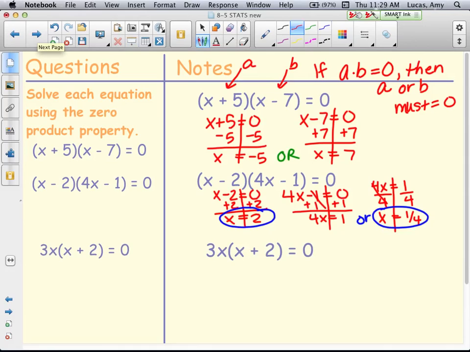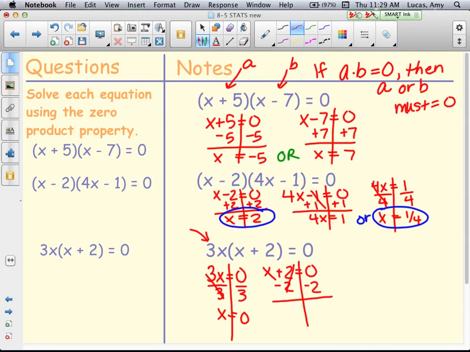And then the last one, a is just 3x. So if 3x equals 0, and I divide by 3, x equals 0. So if there's a monomial out in front, that's going to mean x equals 0. My second one, x plus 2 equals 0, so x equals -2. So my two answers, x equals 0 or x equals -2.